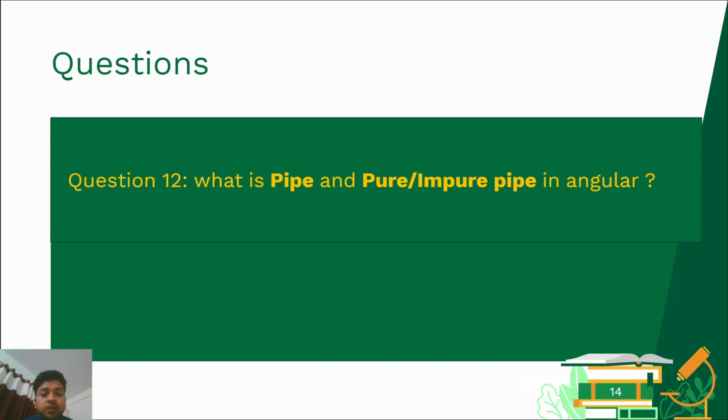Question number twelve is, what is a pipe, and what are pure and impure pipes in Angular? What is a pipe is a basic question, but pure and impure pipes is more of an advanced level question. I consider it basic, because if you are aware of these terms, you can easily explain what pure and impure are. So again, an important question.